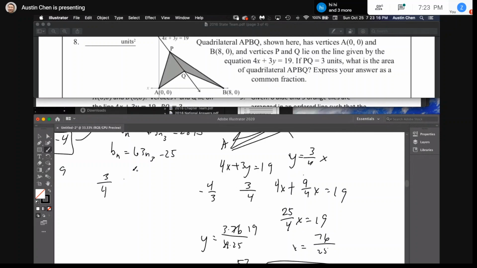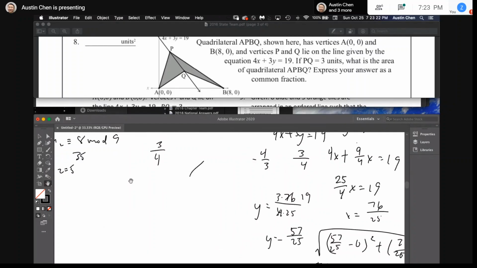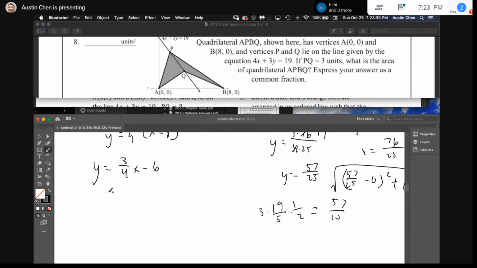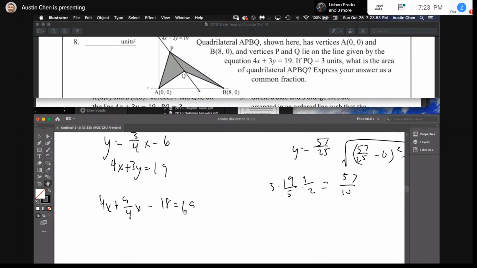It's going to still have slope 3/4, so it can be perpendicular to this line, but it's going to cross through a comma 0. So then we just use point slope. So y equals 3/4 times x minus 8, which means that y equals 3/4 x minus 6. Okay. And then again, we find the intersection of the two lines to find where the point is. So this is going to be 9/4 x minus 18, and a equals 19. All right, and you can just put this into your TI and we'll solve it.